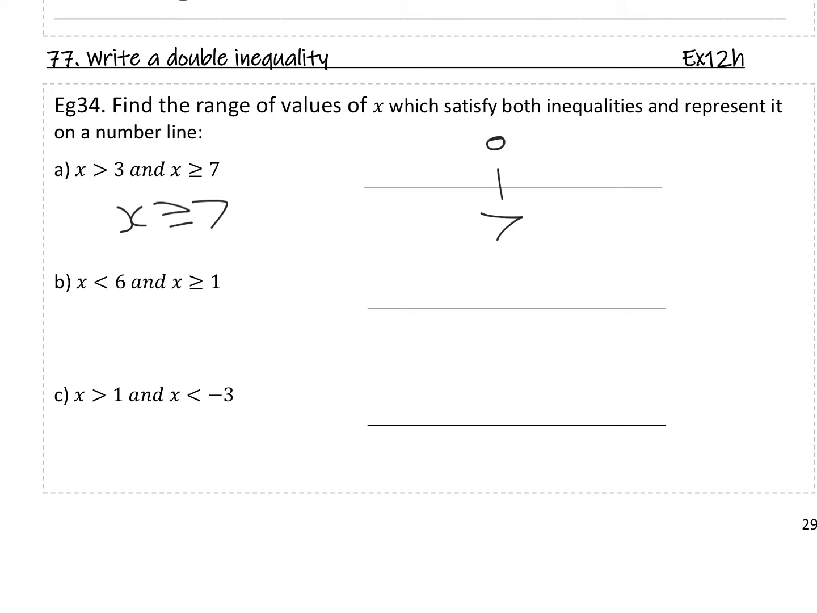On the number line, x could be 7, it can be equal to it, so colour that circle in. Then any number above that, like 8 or 9 or so on. Can't be something like 6 or below.